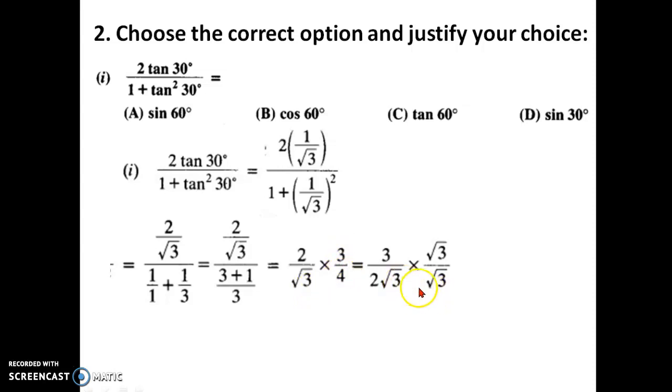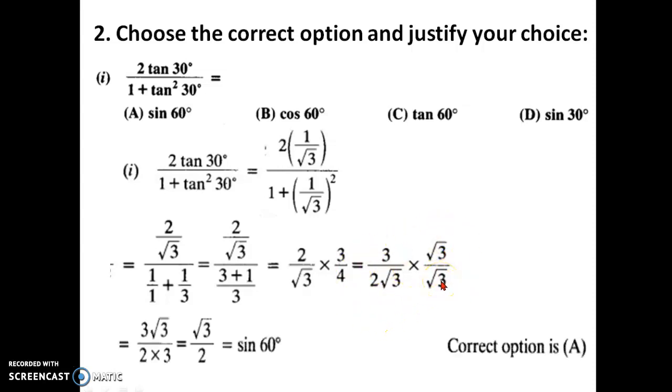In order to rationalize, I am multiplying by root 3 and dividing by root 3. This step is for rationalizing. Then after that I will get 3 root 3 divided by 2 into 3, because root 3 into root 3 will become 3. So 2 into 3 I will get. So root 3 by 2 will be the final answer. So what in the option will give you root 3 by 2? Sine 60's value is root 3 by 2. So this is option A, sine 60 will be the correct answer.